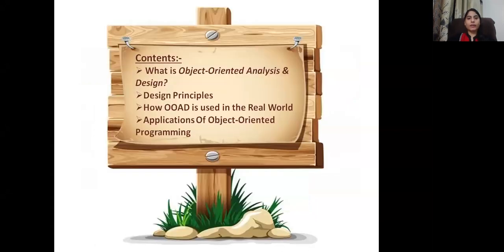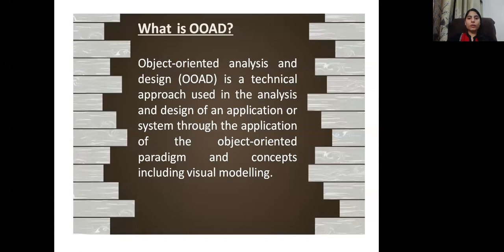This video contains what is object-oriented analysis and design principles, how OOAD is used in the real world, and applications of object-oriented programming. Now, what is OOAD? OOAD, object-oriented analysis and design, is a technical approach used in the analysis and design of an application or system through the application of the object-oriented paradigm and concepts including visual modeling. This is applied throughout the development life cycle of the application or system, fostering better product quality and even encouraging stakeholder participation and communication.